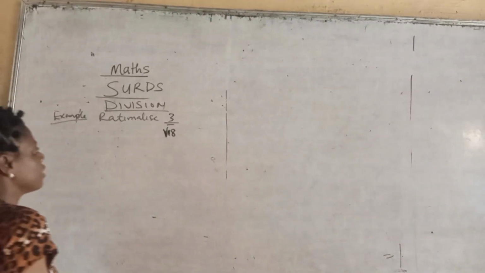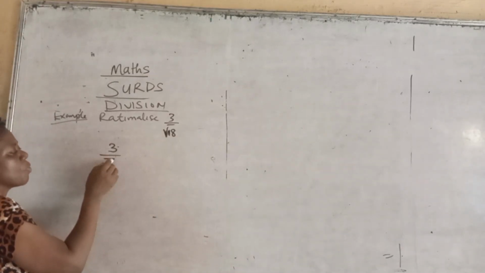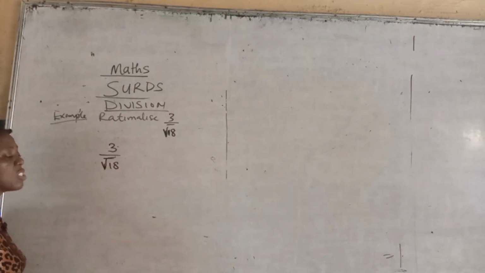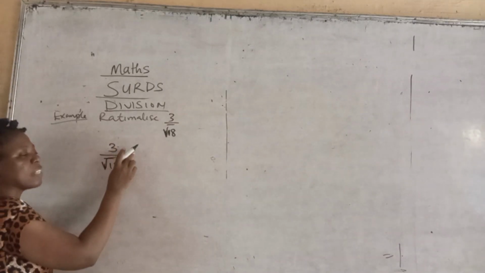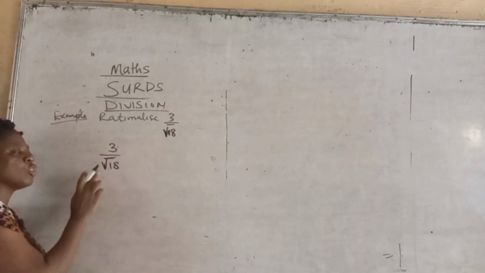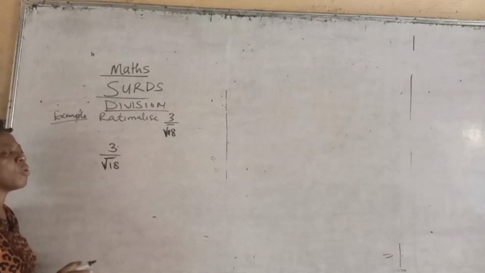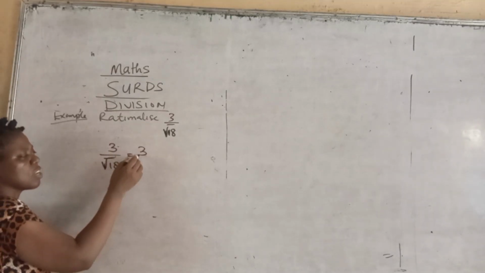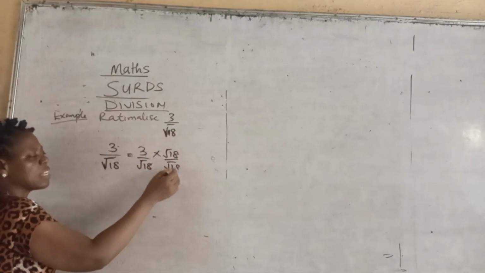We are looking at division, and we are saying rationalize 3 over root 18. For you to rationalize, you must make sure that the denominator becomes a rational number. And how can that be? You multiply the numerator and denominator by root 18, or you simplify root 18 and work with the surd. But for an easier one, let's take root 18 straight by multiplying by it, and that gives us 3 over root 18 times root 18 over root 18.